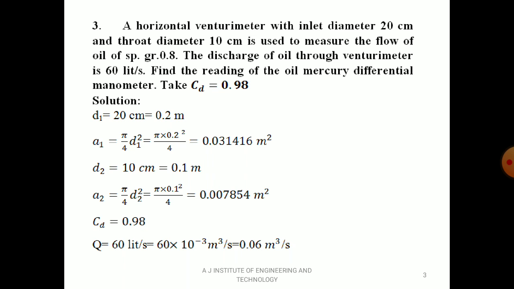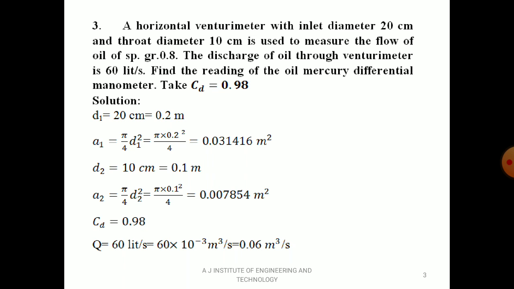Now throat diameter is given as D2 equal to 10 centimeter, that is equal to 0.1 meter. So you can calculate A2 equal to pi by 4 D2 square, that is equal to pi into 0.1 square divided by 4. So that is equal to 0.007854 meter square. And CD, the coefficient of discharge, is given in the problem as 0.98.